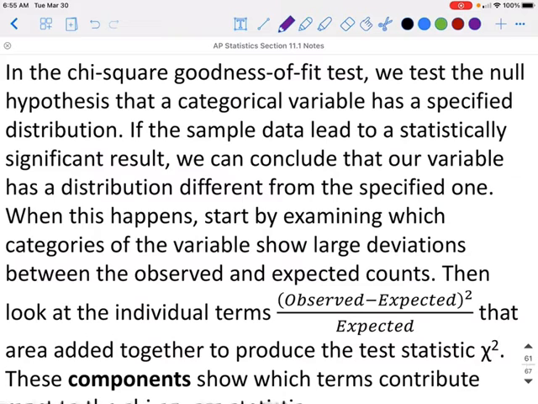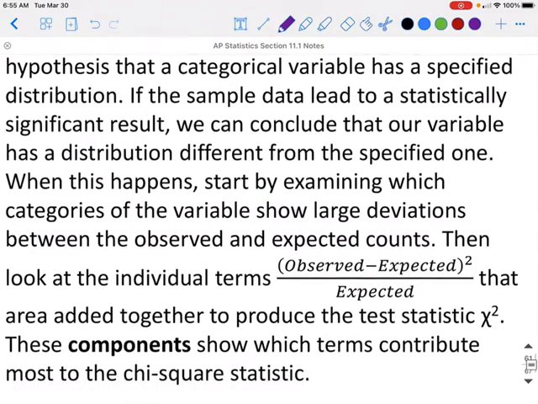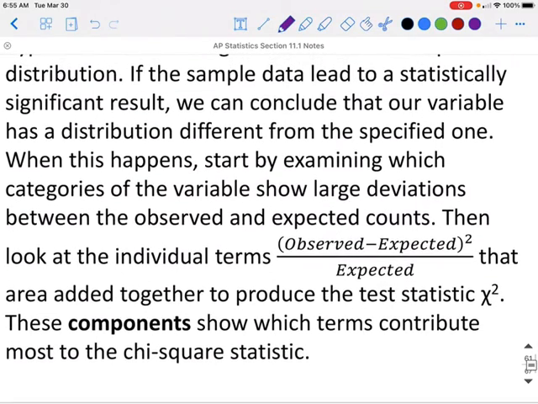In a chi-square goodness of fit test, we test the null hypothesis that a categorical variable has a specified distribution. If the sample data leads to a statistically significant result, we can conclude that our variable has a distribution different from the specified one. When this happens, start by examining which categories of the variable show large deviations between the observed and the expected counts. Then look at the individual terms, observed minus the expected squared over the expected. Those are added together to produce the test statistic chi-square. These components show which terms contribute most to the chi-square statistic.